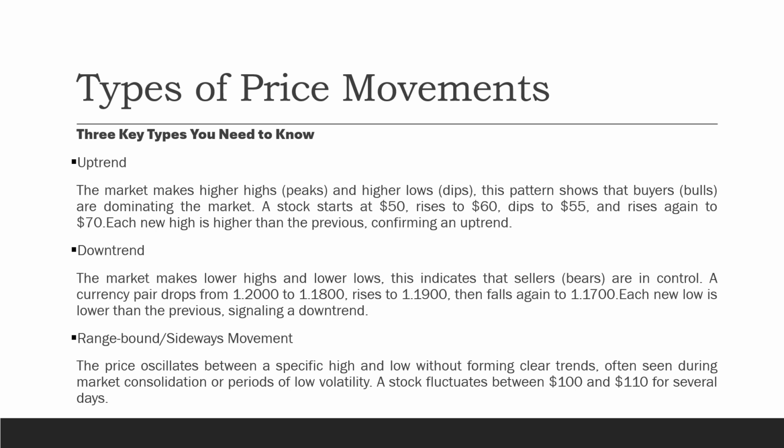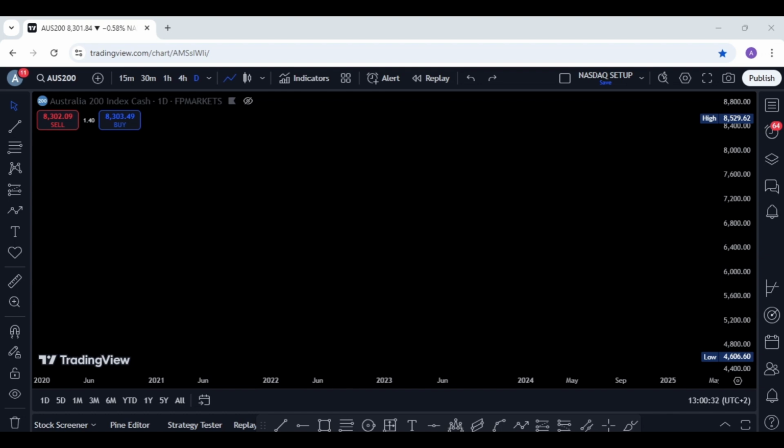However, I will show you on the charts so that you can get a clear picture of what I am talking about here. So as I've said, we have the uptrend, where the market is making higher highs and higher lows, or you can say peaks and dips, as I showed in the slide. And this movement, as I've said, shows us that there are more buyers in the market. Let's see here.